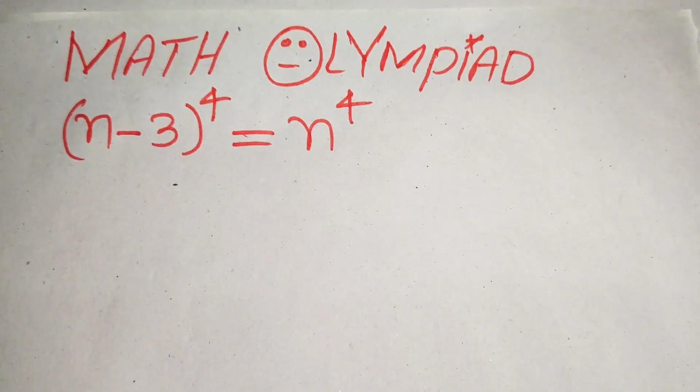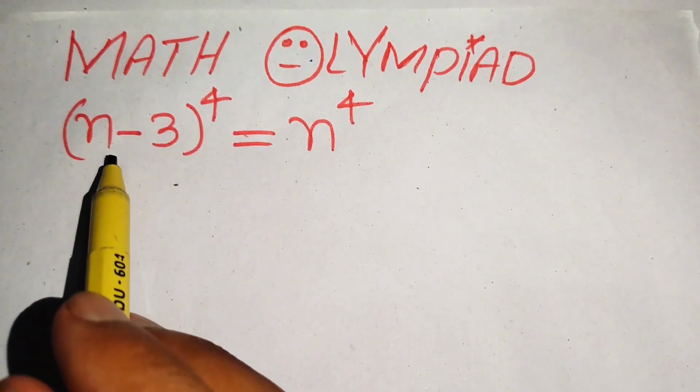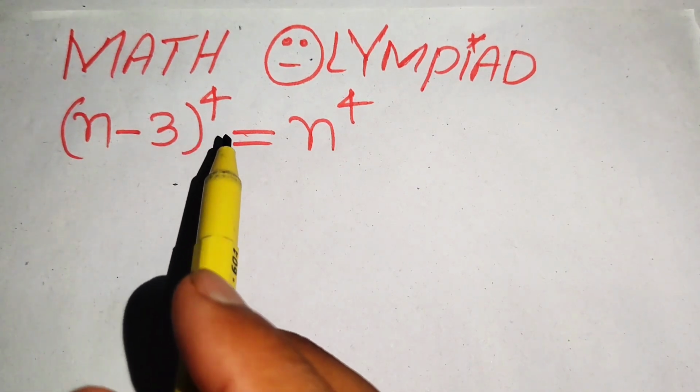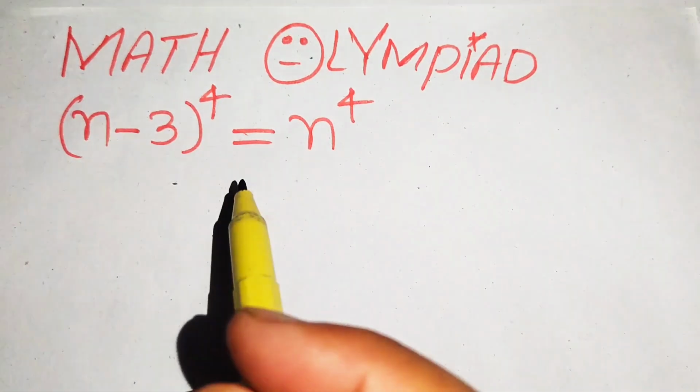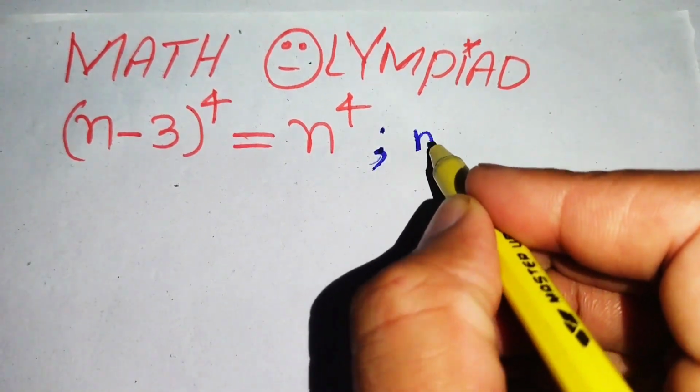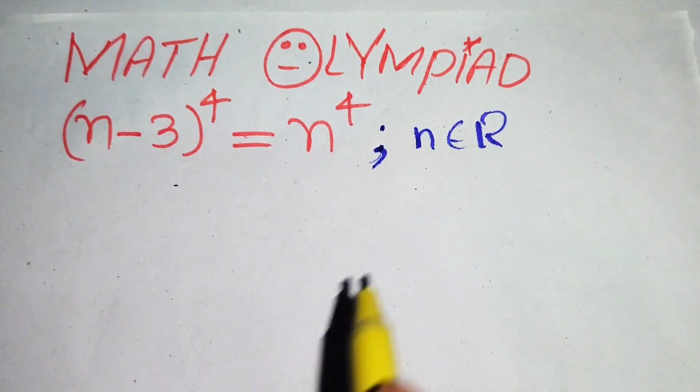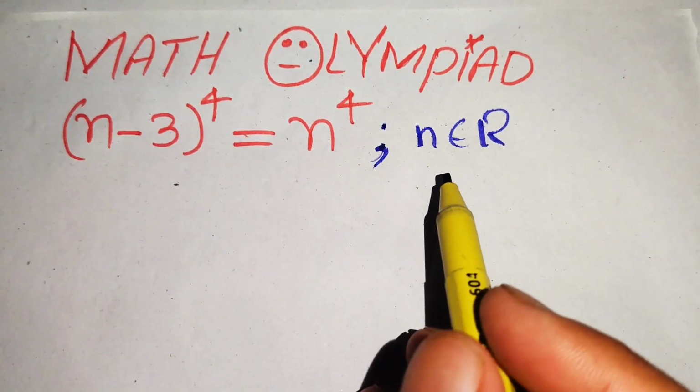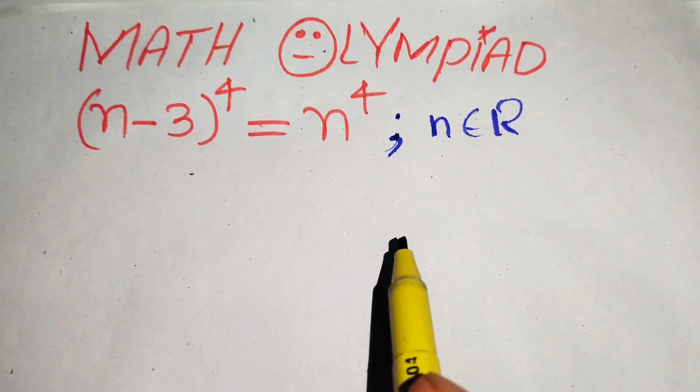Hello everyone, welcome to solve this nice math Olympiad algebra problem. Here we have (n − 3)^4 = n^4, and we solve this problem for the real values of n. So remember one thing: our n is real.